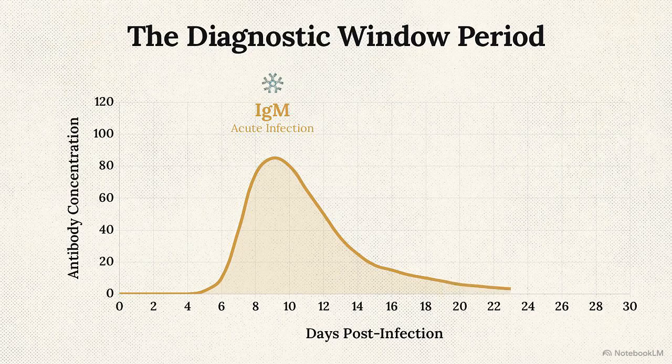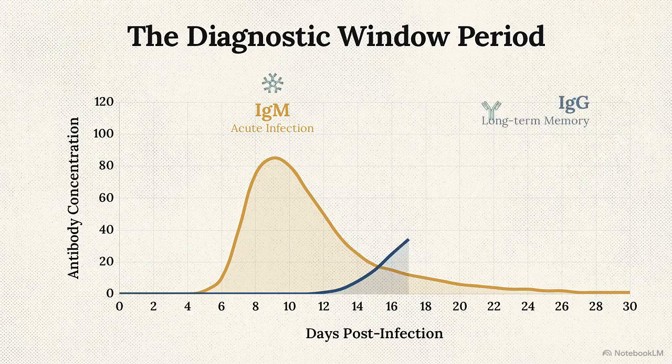Following the initial wave, a second class of antibodies takes over. These are IgG antibodies. Their production is delayed, starting around day 14, but they remain elevated for months or even years, establishing long-term immunological memory.